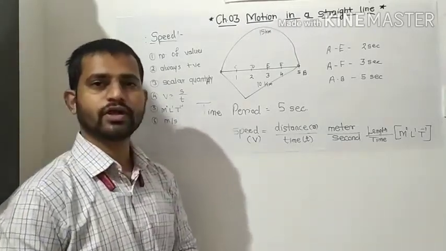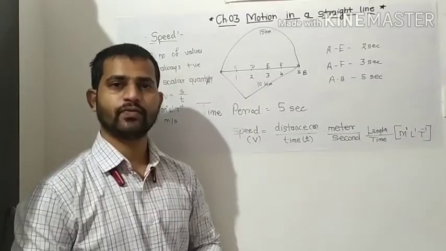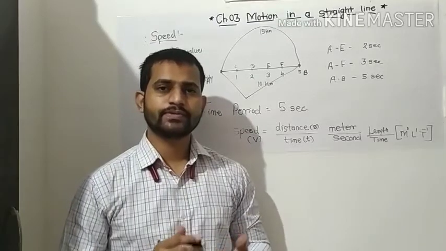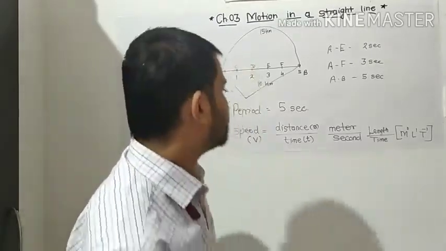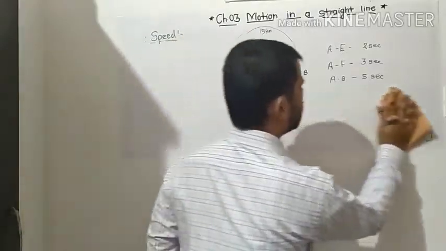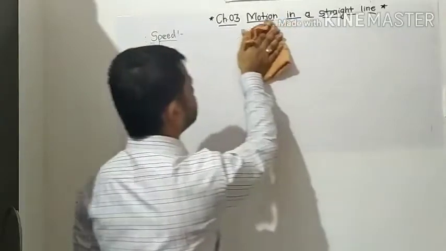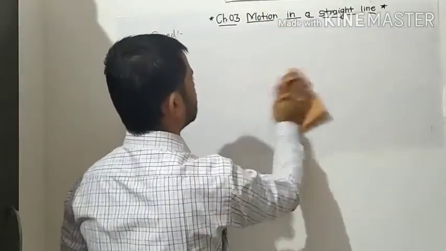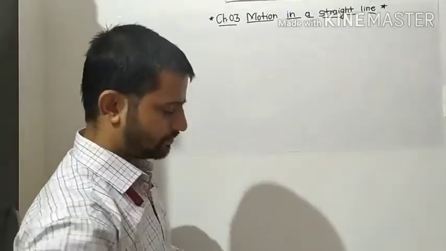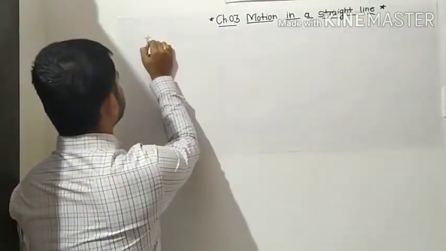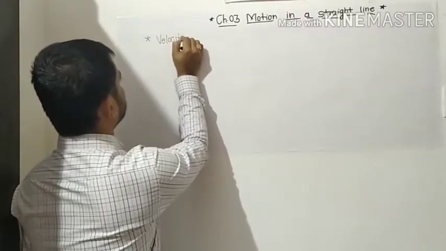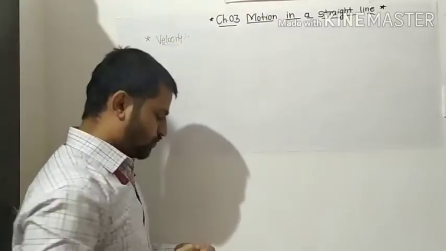Now we'll move towards the second quantity, that is velocity. Velocity is also similar to speed, but it is differentiated by some points. How velocity is different from speed, we will see now. So what is velocity?